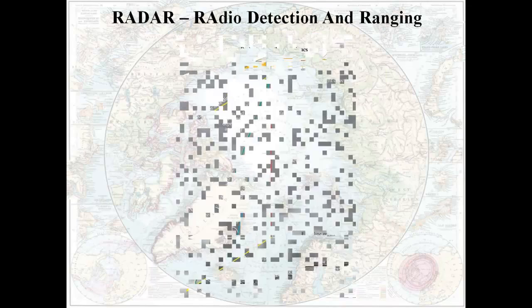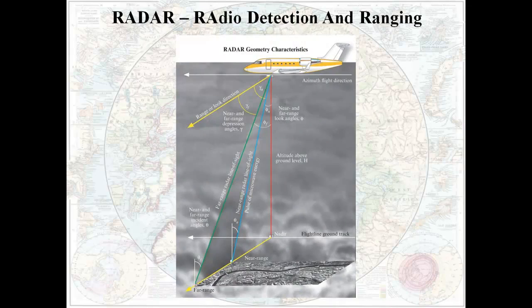Okay, what's radar? Radar is radio detection and ranging. So LiDAR was light, radar is radio, and radio is in the microwave part of the spectrum. And it's going to do the same kind of thing.